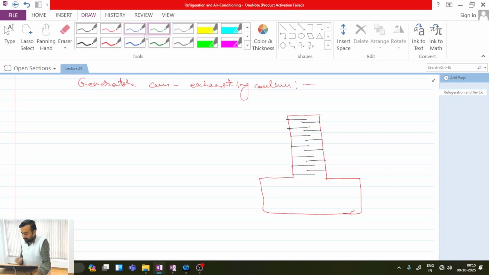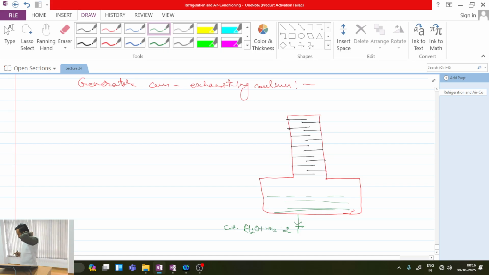Okay, now tell me what happens from the bottom portion of the generator. What do we get? We get saturated liquid from the bottom portion. Here we get state 2. Typically this state 2 is in a saturated state, and we have mostly water plus a small fraction of ammonia, because mostly it contains water. Is this one clear? It has to be a weak solution.